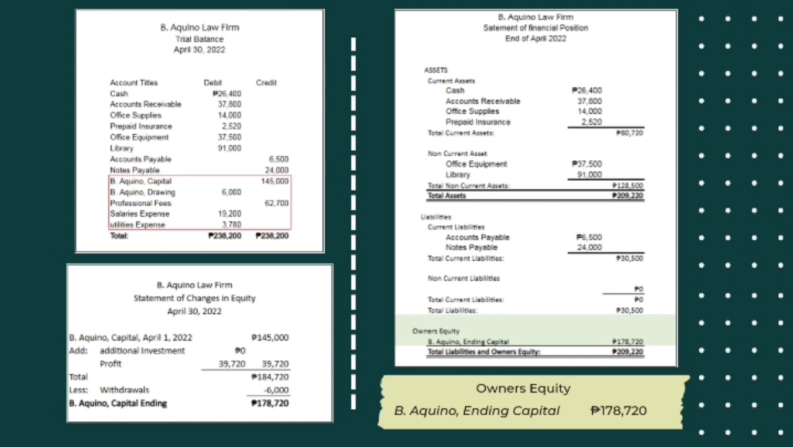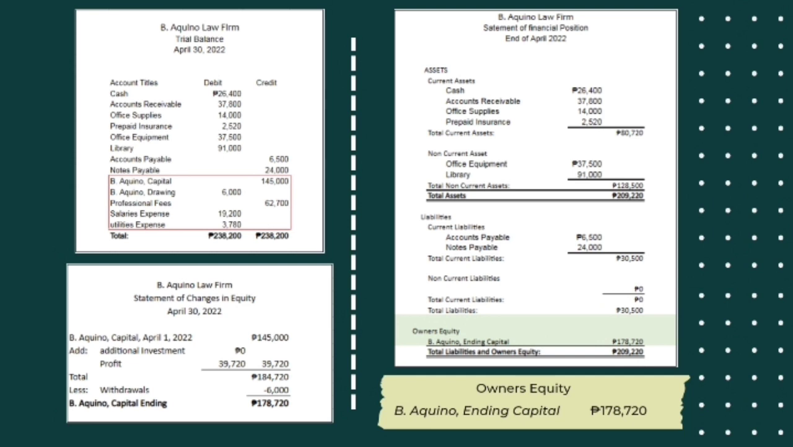145,000. Since wala namang additional investment ang B. Aquino, we will just put 0, and ang profit ay nagkakahalaga ng 39,720. So, paano ba nakuha ang profit? So, makikita natin sa trial balance na ang professional fees ay nagkakahalaga ng 62,700 pesos. So, ima-minus natin yon sa salaries expense and utilities expense na nagkakahalaga ng 19,200 and 3,780 pesos. So, ganun lang ang pagkuha ng profit.